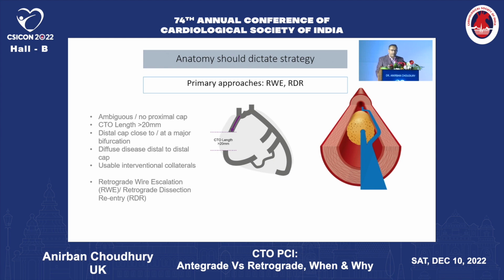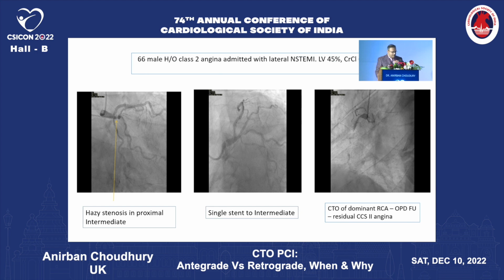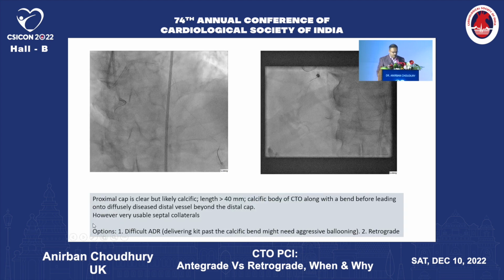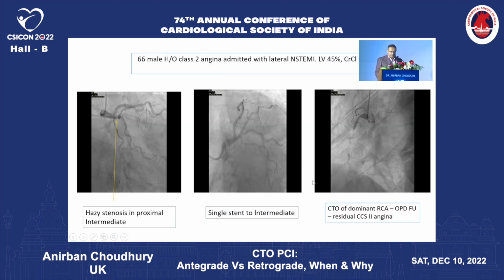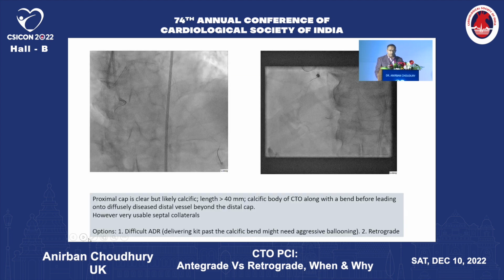So when do we go retrograde? When it becomes more and more complex, you're not sure of the cap, it's a long CTO, there's diffuse distal disease, the cap is close to a major bifurcation, and obviously there has to be usable collaterals. This is a patient who presented with a lateral STEMI and had a hazy lesion in the intermediate, which was fixed, but had a dominant RCA which was felt to be a bystander. So he came to clinic but still had a lot of symptoms.